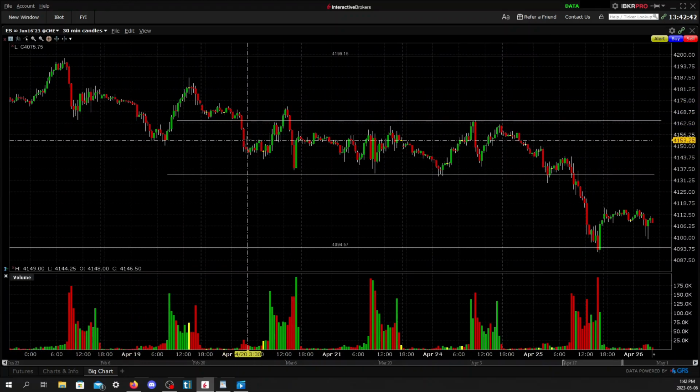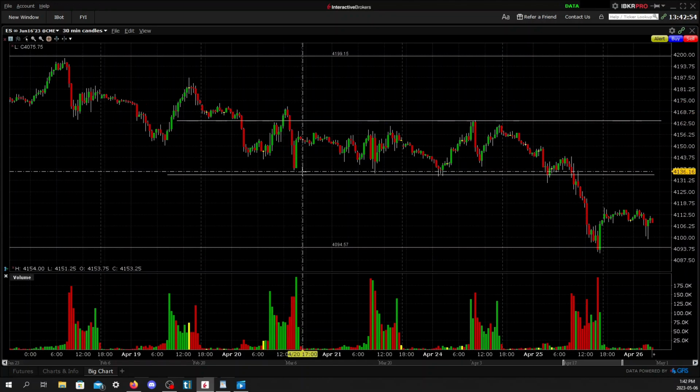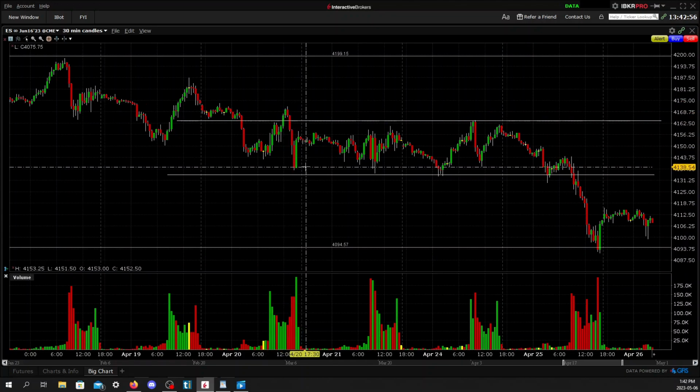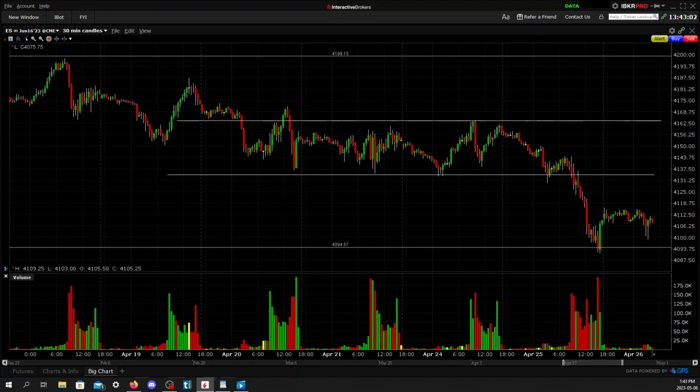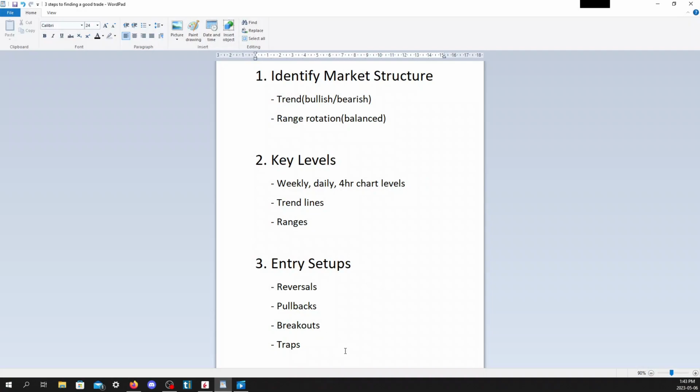And the best way to trade these, of course, in hindsight, it's easy to say this, but the best way to trade these is selling high and buying low. And how do we do that safely? How do we know that there's going to be a low? Well, again, you go back to my entry setups here, and this is my favorite setup, the traps.